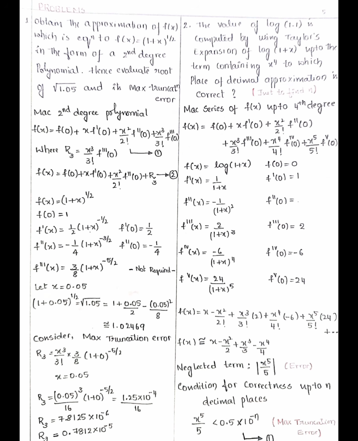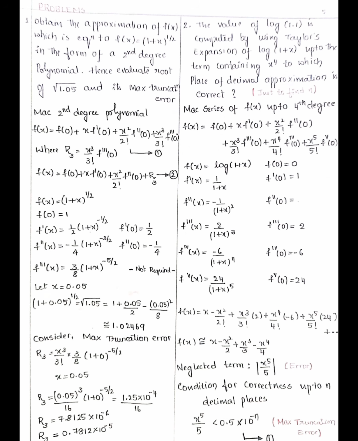Now what are we neglecting? The next term we are neglecting. The magnitude of that value will be x to the power 5 by 5. It is my R5. So the condition to find n, we are using maximum truncation here, meaning x to the power 5 by 5 is less than 0.5 into 10 to the power minus n. What will be n here? N is 4. Up to fourth degree I am seeing. After that it will be error for me.